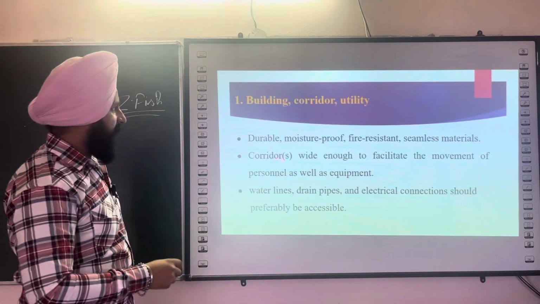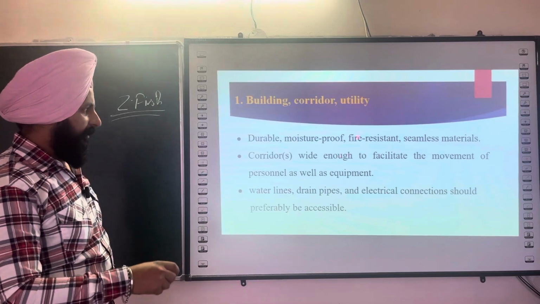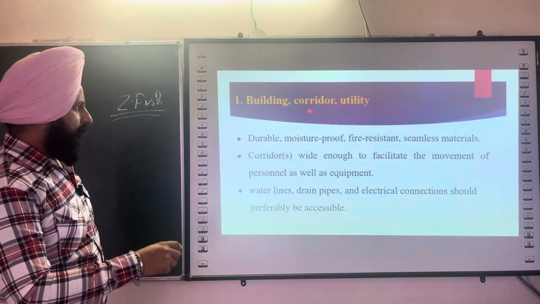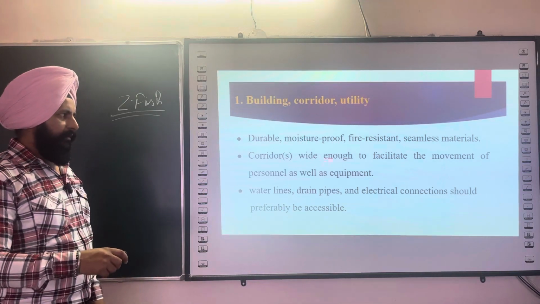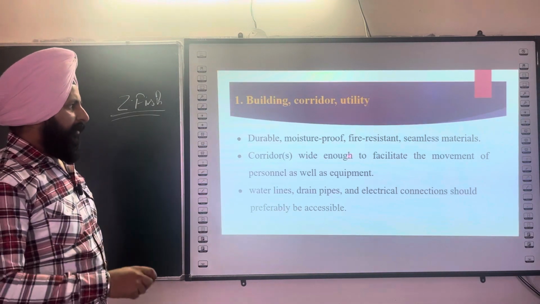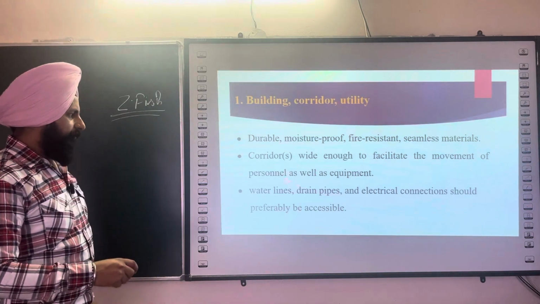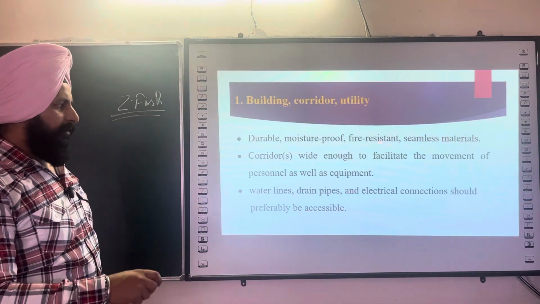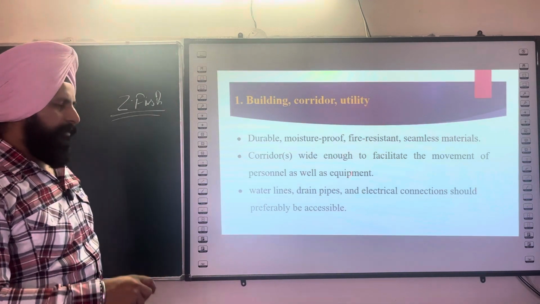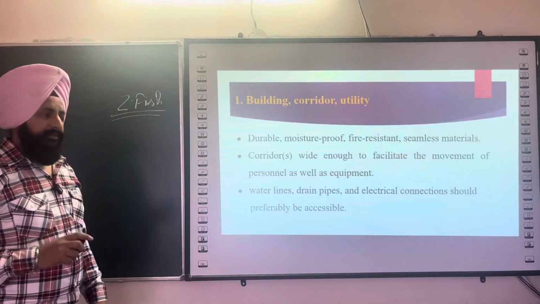So going firstly to the building, corridor and utility, like in rodents, your building, corridor and other walls should be durable, moisture proof, and seamless. Another very important thing is that the draining pipes and electrical connections should be accessible. These are the basic things as per the CPCSEA.